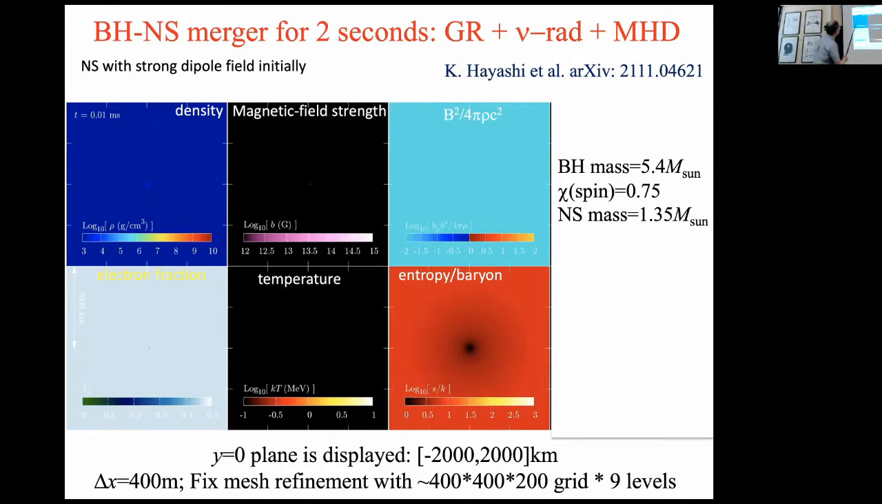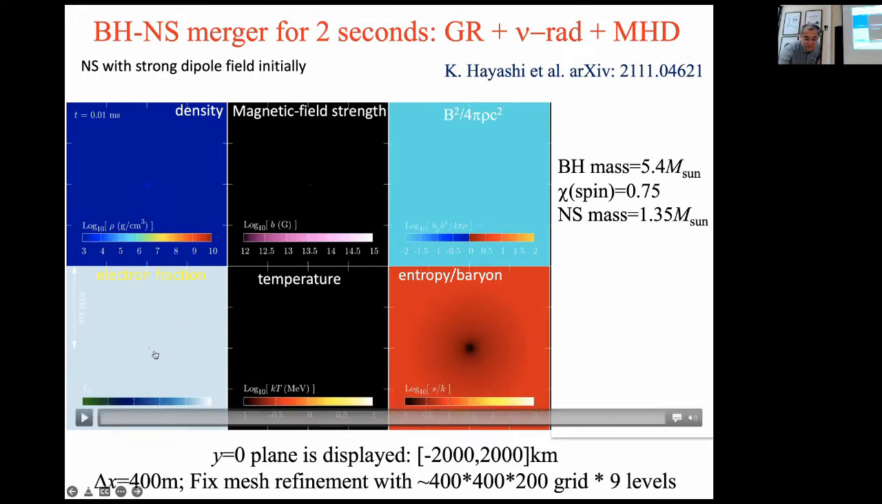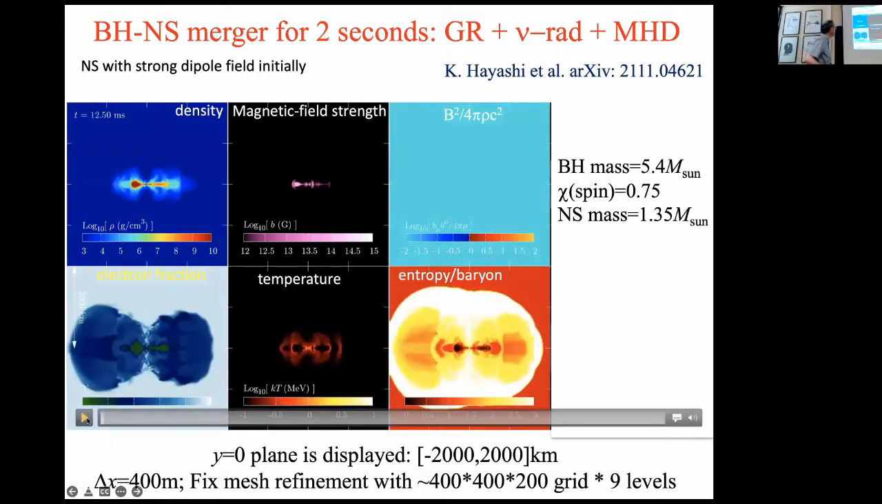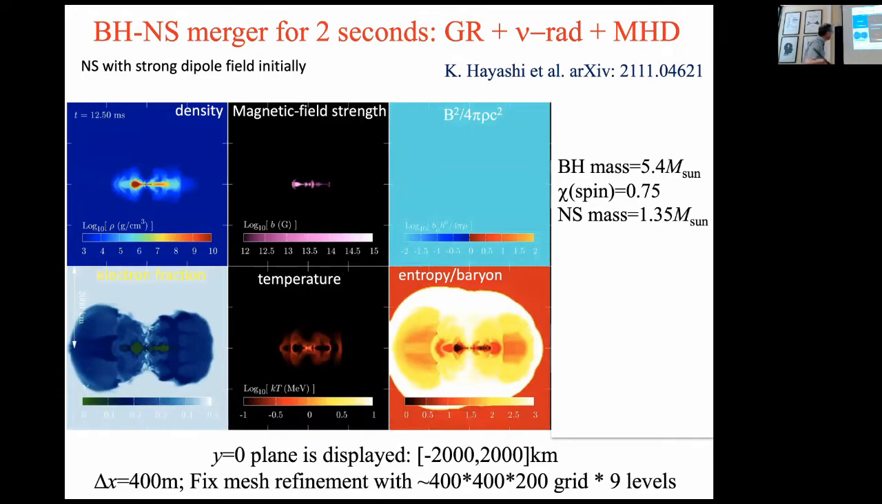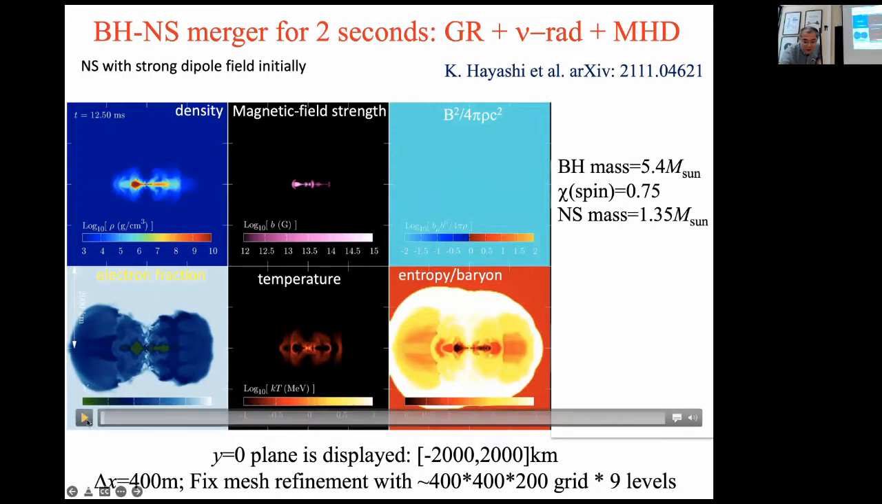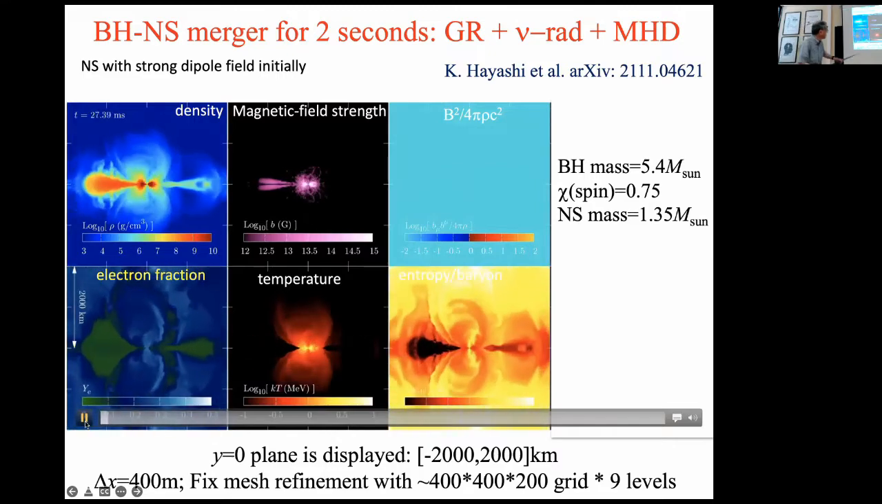And this is a snapshot on the X and Z plane. And Z is just the rotational axis of the black hole. Anyway, after the simulation starts, the neutron star is finally disrupted, and then initially dynamical mass ejection occurs. This green shows that the electron fraction is very low, so this shows the neutron-rich matter is ejected initially. So this is a dynamical mass ejection.